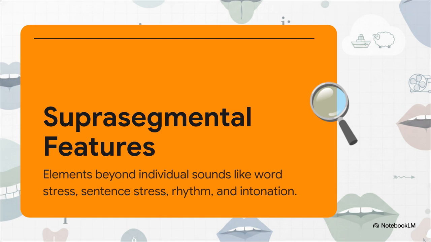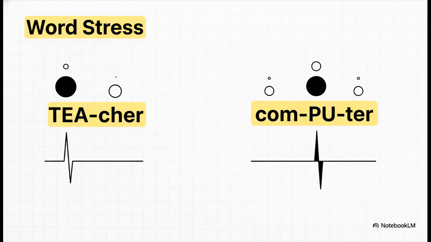These dictate the meaning and the naturalness of speech. And this is absolutely crucial because a student could pronounce every single consonant and vowel perfectly, but if they mess up these suprasegmental features, they can still be completely incomprehensible to a native listener. Let's break this down a bit more, starting with word stress.